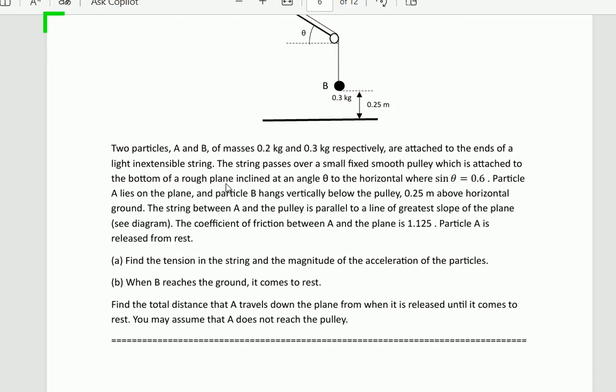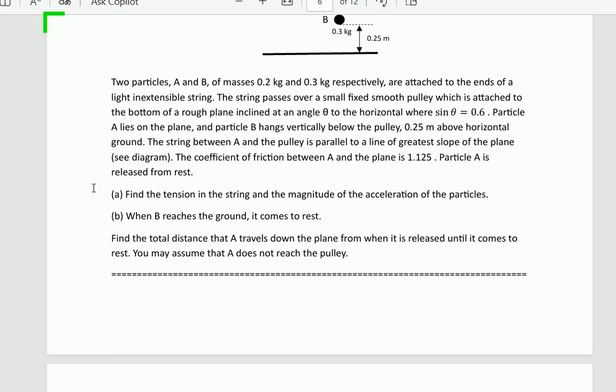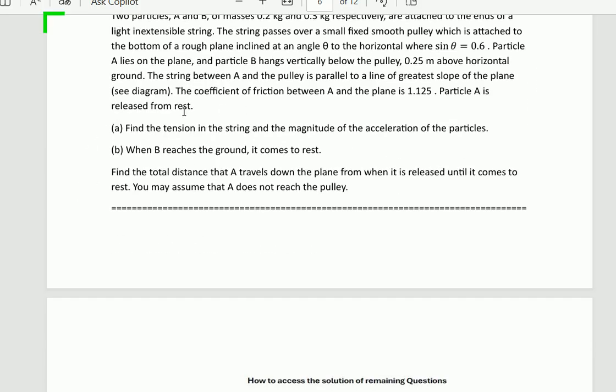The coefficient of friction between A and the plane is 1.125. Particle A is released from rest. Part A: find the tension in the string and the magnitude of the acceleration of the particles. Part B: when B reaches the ground, it comes to rest. Find the total distance that A travels down the plane from when it is released until it comes to rest. You may assume that it does not reach the pulley.